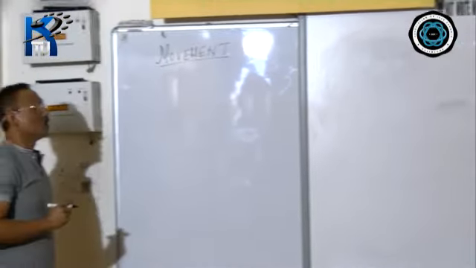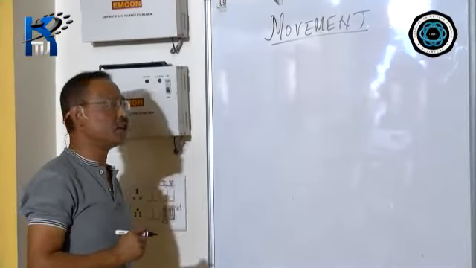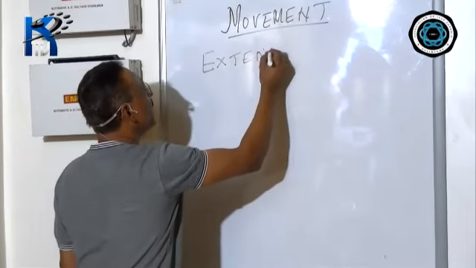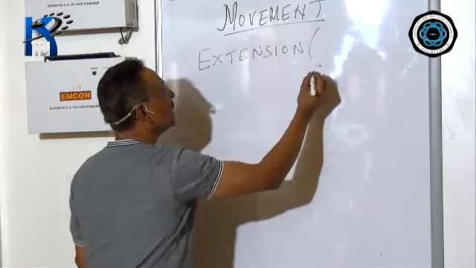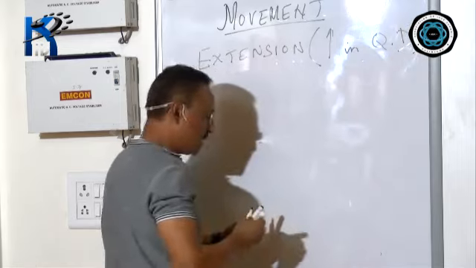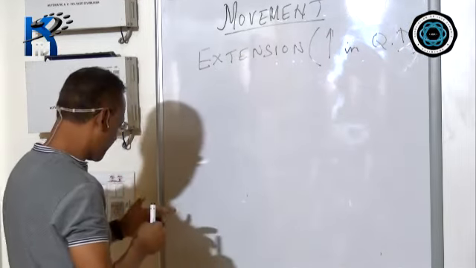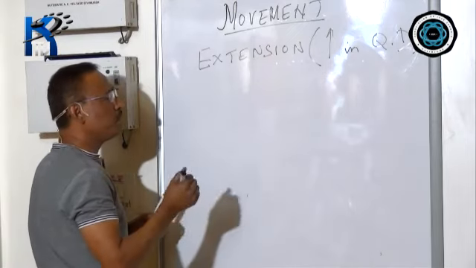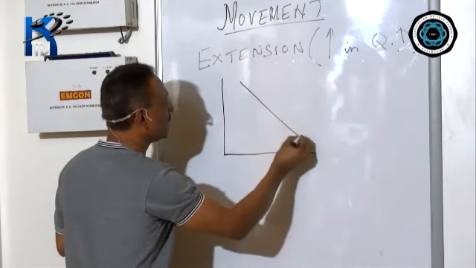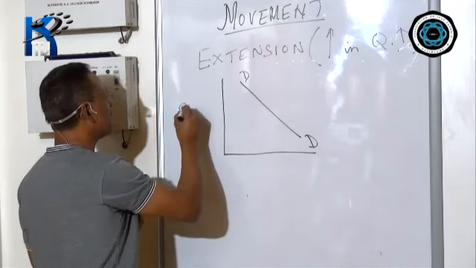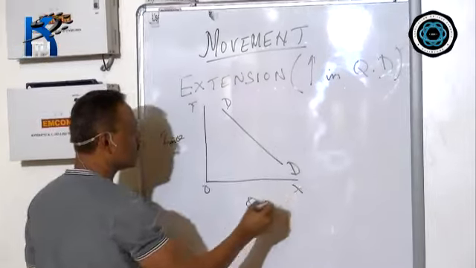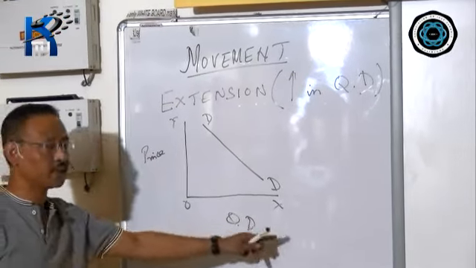Okay. Movement along the same demand curve. We will do extension. Extension means increase in the quantity demanded. Here, movement means the demand curve will not shift. DD, this is price, this is quantity demanded. X-axis, origin, you must write origin, y-axis, x-axis.